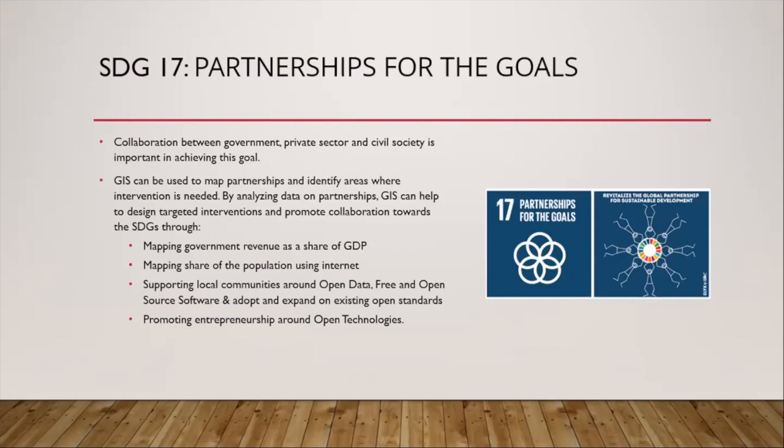This can be done through mapping government revenue as a share of the GDP, which is very possible. Mapping the share of the population using the internet. This information is available actually. Supporting local communities around open data, free and open source software, and adopting and expanding on existing open standards. All this can help us to collaborate and work together. Promoting entrepreneurship around open technologies, we can collaborate and work together when we use this data that is already available.